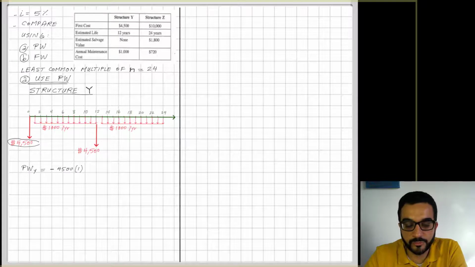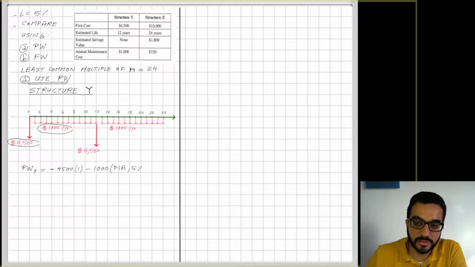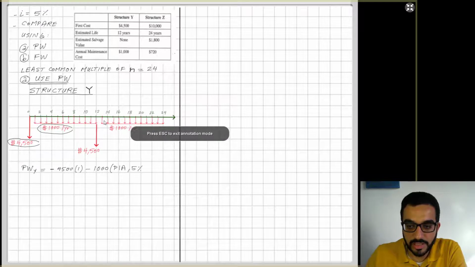So we will start calculating here the present worth of that alternative. The first $4,500 is already in the present, so I multiply by 1. And then the $1,000, I multiply by P given A at 5%. Let's pause here a little. Some of you would say, I have $1,000 from 0 to 12, and then from 13 to 24. But is there really a gap at this point? Is there really a gap here?